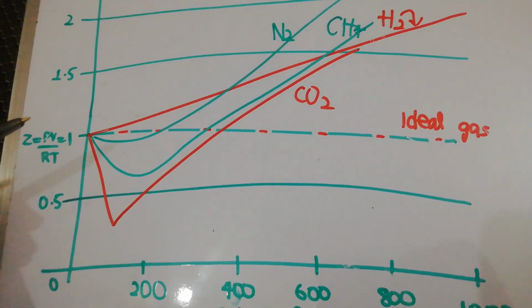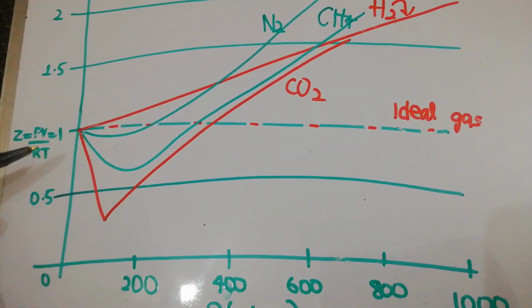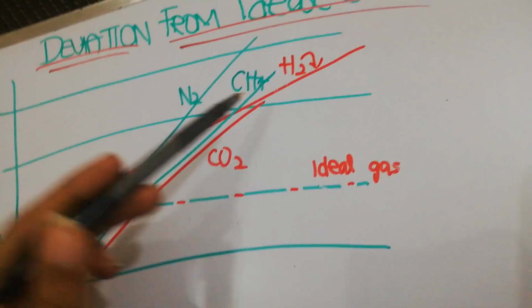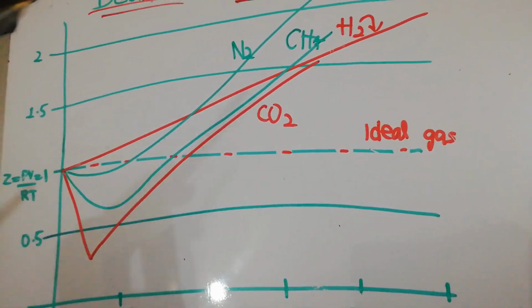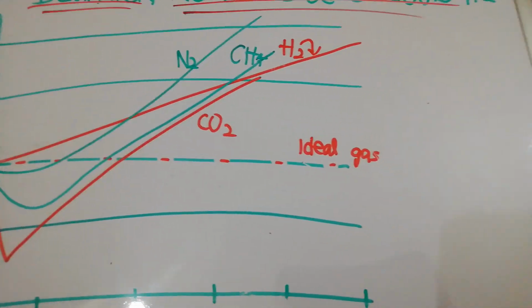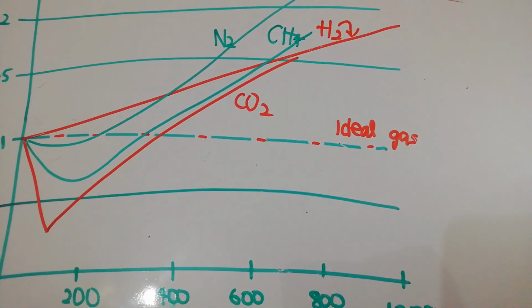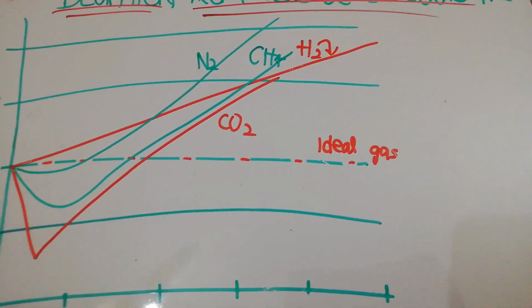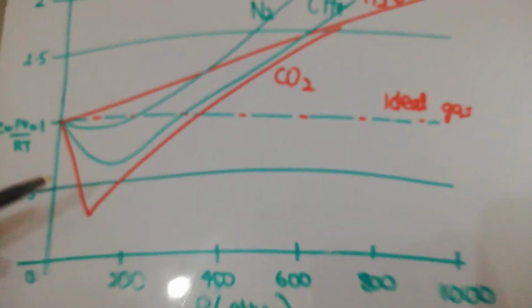So you can see as we are increasing the pressure, the volume is going to increase for hydrogen because the compressibility factor is greater than 1 for hydrogen. So this is why we say that it only shows positive deviation. Whereas let's look at carbon dioxide.